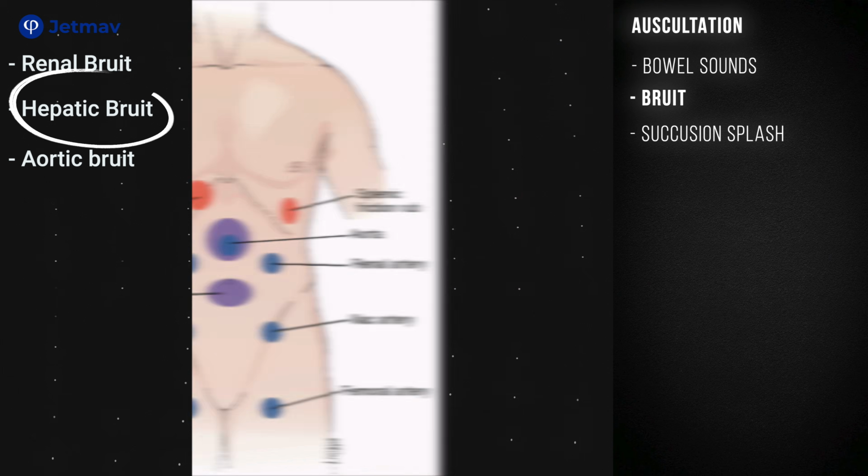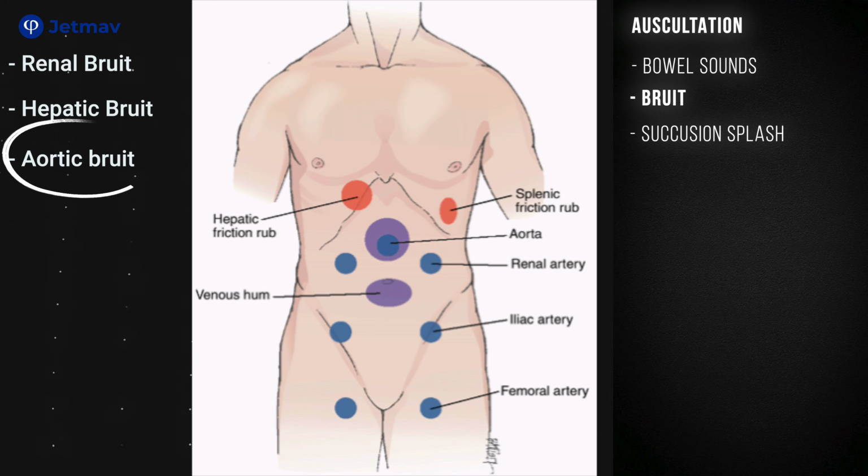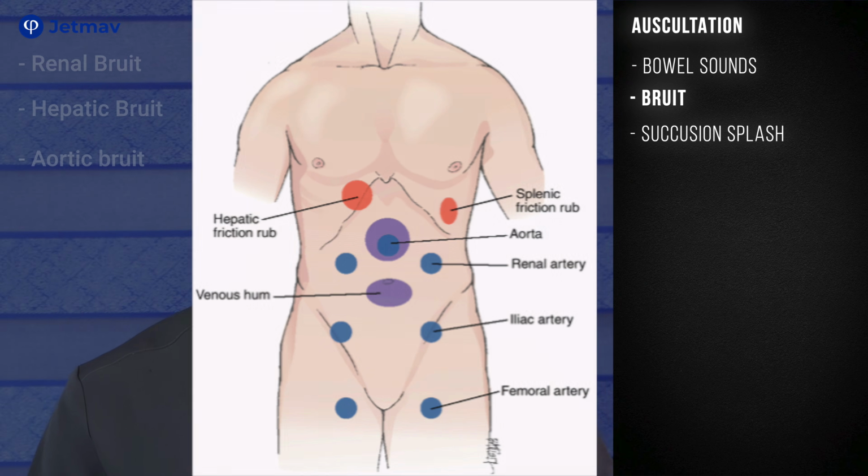Then we also check for hepatic bruit. You listen over the right hypochondrium just below the costal margin. You use light pressure to avoid compressing the vessels. Then the last bruit we will check for is aortic bruit. You place the stethoscope just above the umbilicus along the midline. Then you listen for a harsh systolic murmur radiating laterally. It is usually best heard when the patient breathes out and holds the breath. Aortic bruit suggests aortic aneurysm.